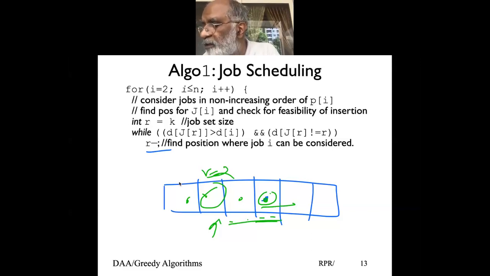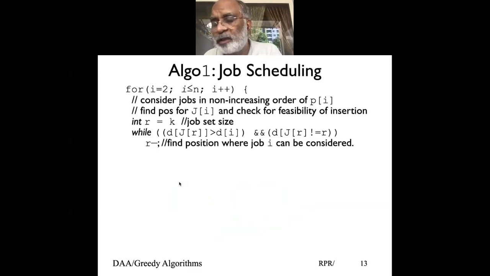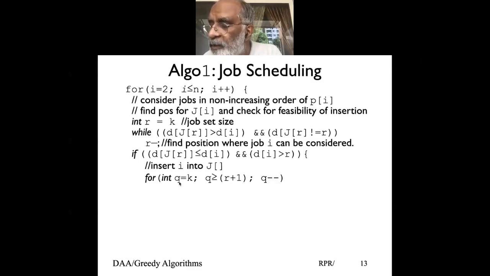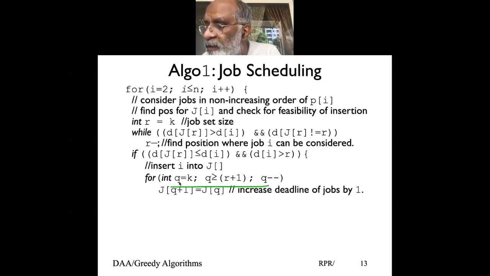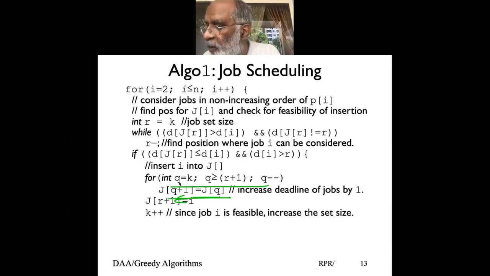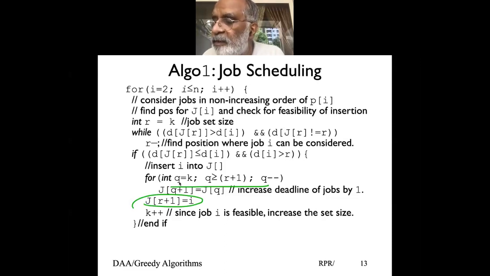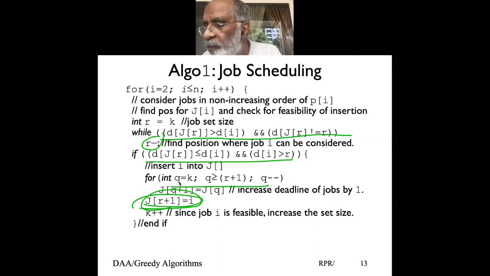Once you do that, the first step is to check: is it possible to shift jobs? Find that out. Now, if it's possible, then shift everything. This is what we are doing. Shift everything. Job Q goes to slot Q plus one, and then insert the new job into the empty slot. So the first step is to check: can the job be shifted to the right? If so, find the position. The second step is, once you have found the position, insert the job into the right place.